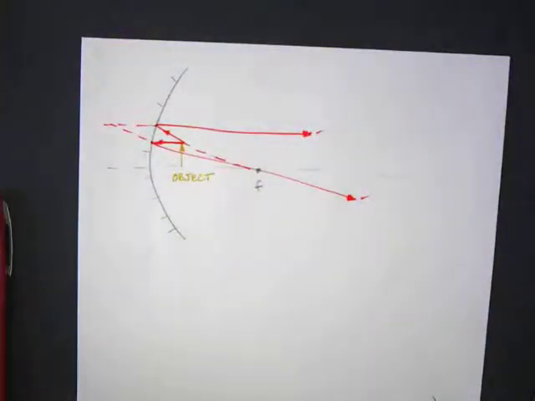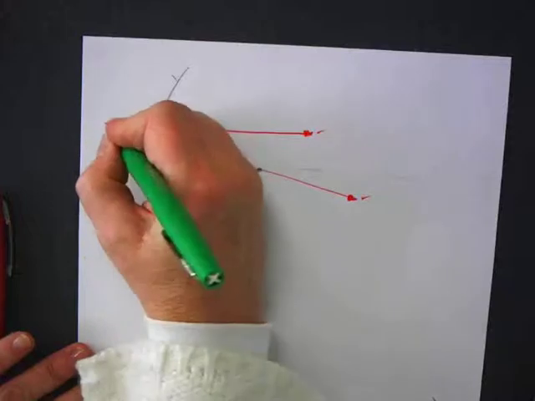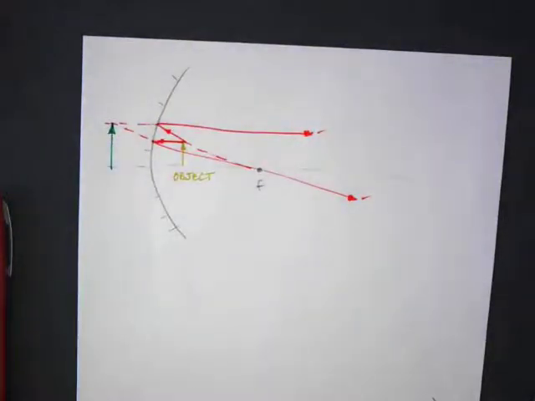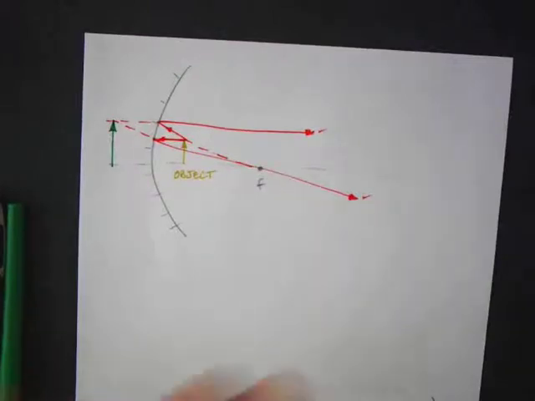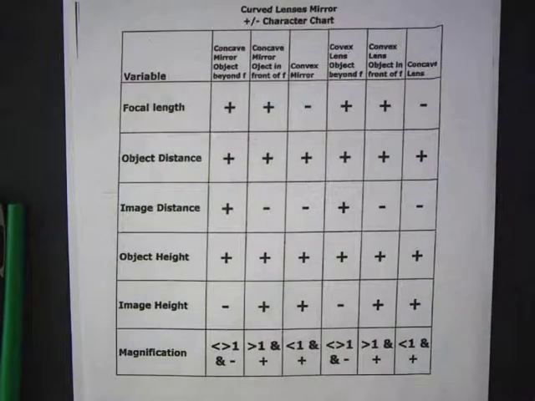All right. So those are going to meet behind the mirror in virtual land, and it's magnified, right? It's much bigger and upright, which is what we saw. Now, there are a whole bunch of rules that apply to this. Not only is there the drawing part of it, but there's also a bunch of rules that apply to curved lenses and mirrors in terms of assigning positive and negative values. Now, I'm not going to make you memorize this chart, but you will, because you will understand.